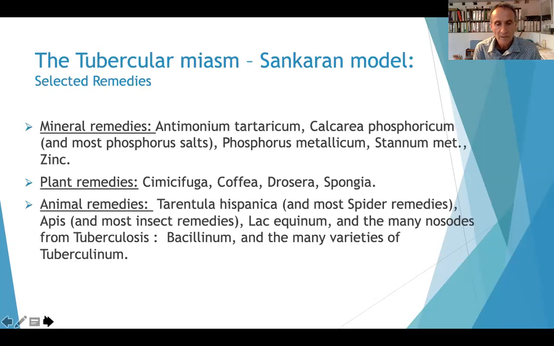The animal kingdom, we've got Tarantula hispanica and most of the spider remedies, Apis and most of the insect remedies. There are some exceptions. And from the mammals, we've got Lac equinum, horse milk. There are many nosodes from tuberculosis, Bacillinum and the other varieties of Tuberculinum.